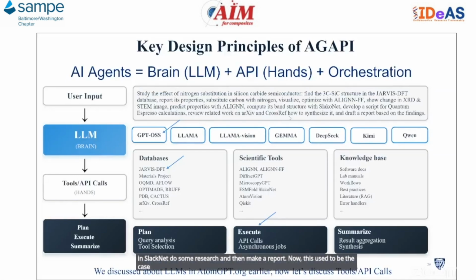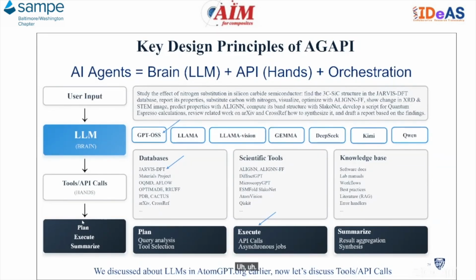Now, this used to be the case of an undergrad student working on a particular topic. Now you can do this kind of complicated task in a chatbot because of agentic AI. And there are components: your brain or LLM model like GPT-OSS, Llama, or any other open source model; tools such as JARVIS-DFT, ALIGNN, DiffractGPT, SlakoNet, which are all custom-based models; and then infrastructure like OpenAI Agents or MCP, LangChain, etc., to plan, execute, or summarize these connections, which can take autonomous actions. This is the infrastructure of AGAPI, how it is designed.